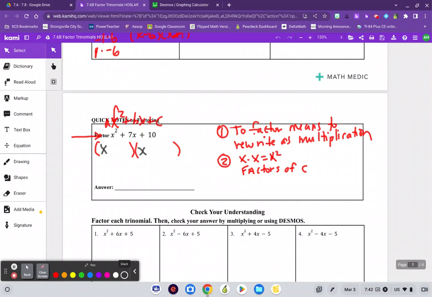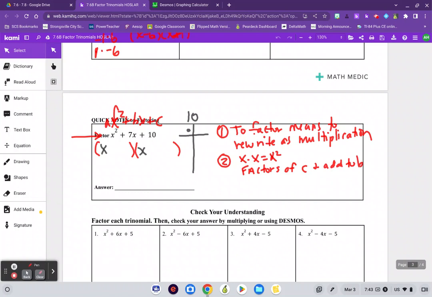So I'm going to make myself a little table here. I want numbers that multiply to 10. I'm going to write 10 up here. And I want to choose the set of factors that add to b. So I want these numbers to multiply to 10 and add to 7. There we go. Multiply to 10 and add to 7.